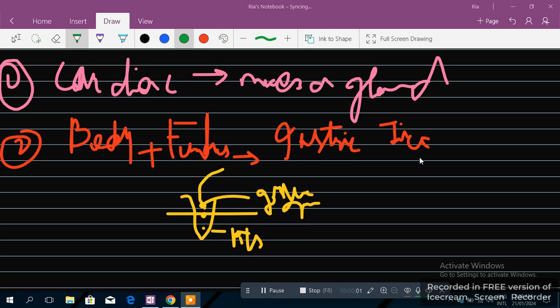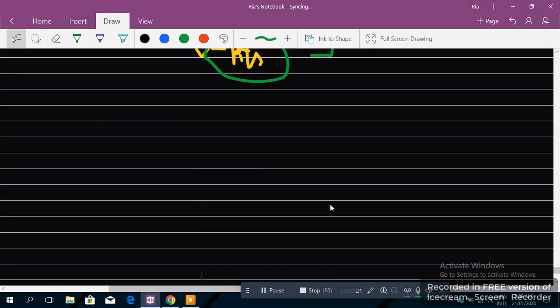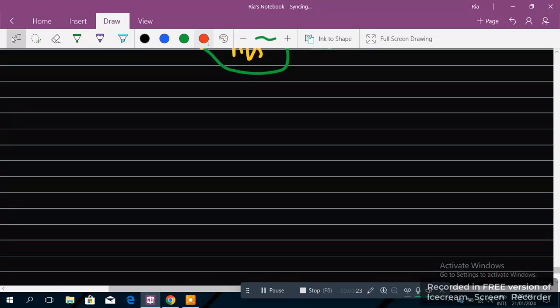So we were discussing the stomach. We are done with the basic info of these parts: cardiac region, body, and fundus. Our body and fundus region secretes three types of secretions, through the gastric pits, which secrete gastric glands. So we have three types of gastric glands, as I just told you. We'll go through them briefly.